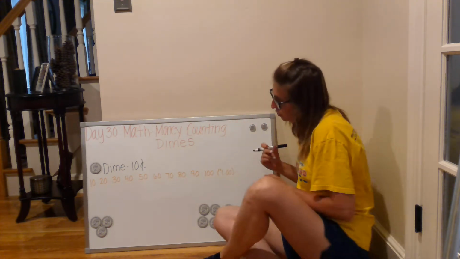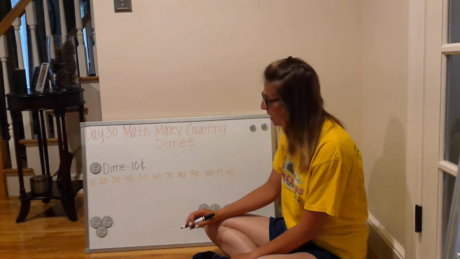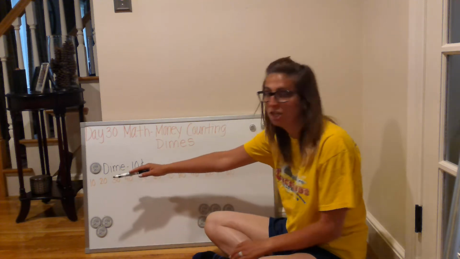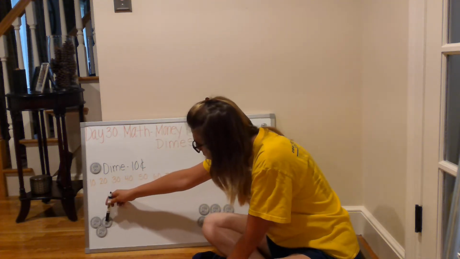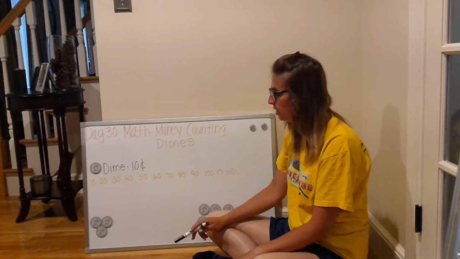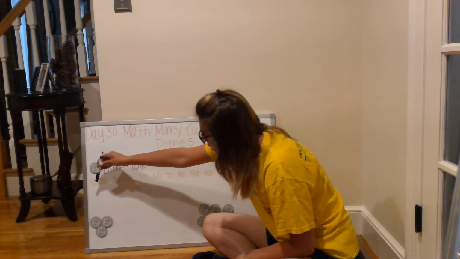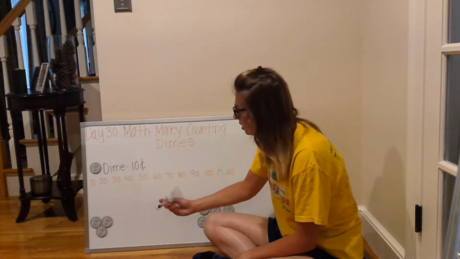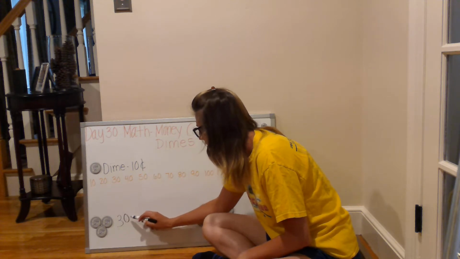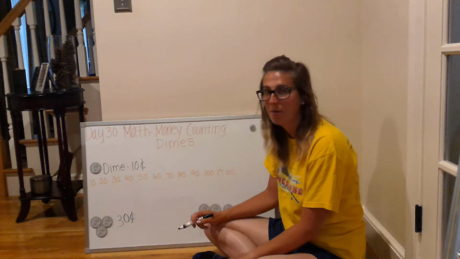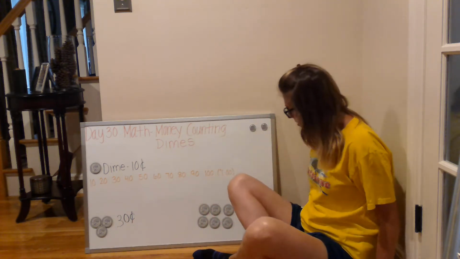So my first group has 3 dimes. 1, 2, 3. So I can count by 10 and I can use my number line. If I count by 10, 10, 20, 30. If I use my number line, I go 3 spaces. 1, 2, 3. So it is 30 cents. That's the total amount for my group. 10, 20, 30. 30 cents.